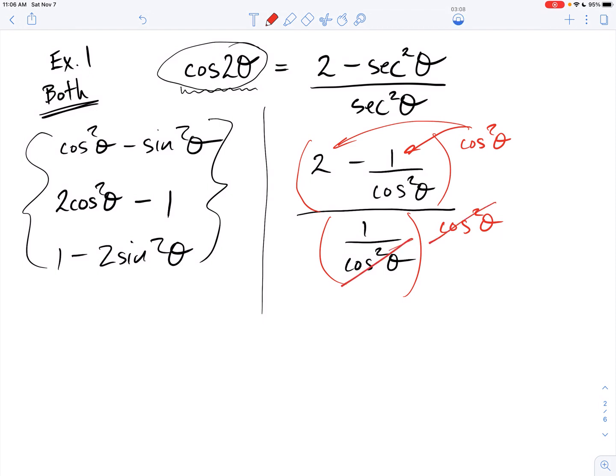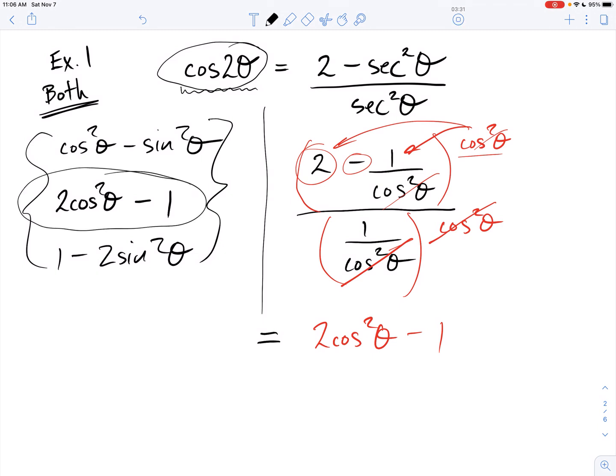I get 2 cosine squared theta right here in the top, minus, well, this would cancel, minus 1. And then I can easily look at this and say, this should have been the way I rewrote my cosine double angle. That is one heck of a quick, slick way to do it. But you do have to show some work.